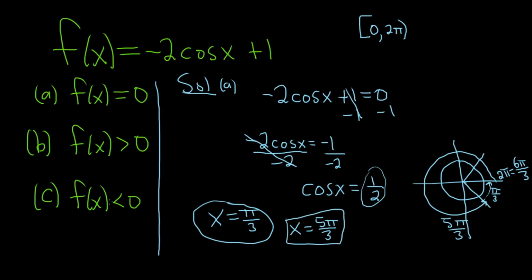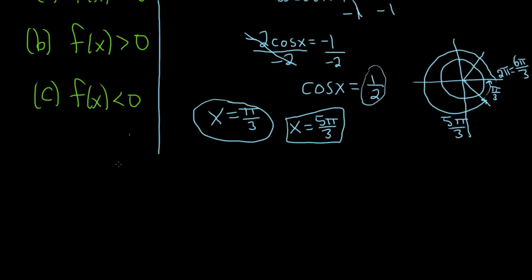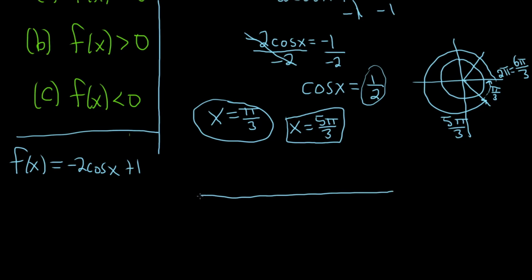Okay, so now we can do the other parts, part B and part C. To do these, I'm going to rewrite our function down here since I scrolled down and lost it. So f of x is equal to negative 2 cosine x plus 1. And I'm going to draw a number line. So here's our number line, and we're including 0. Actually, we're not including it, it's a strict inequality, but I'll include it just in case. And then we have 2 pi here. And we plot our numbers, so pi over 3, and then here we have 5 pi over 3.